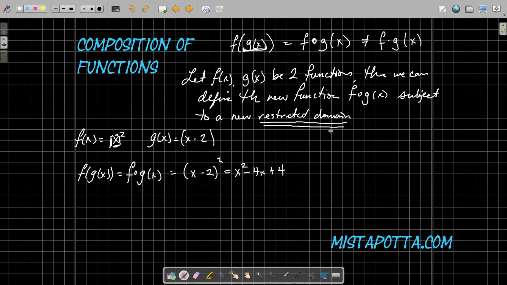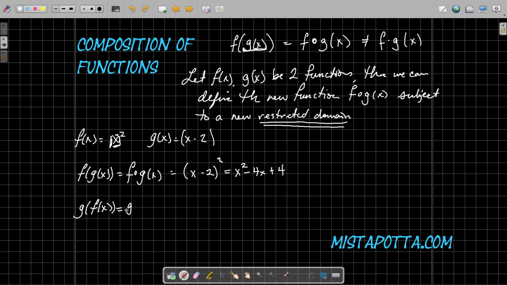And that issue with the domain will always include the restrictions for the first two functions, but it may include something else. And so it's just something that we need to keep in mind. So in this case, if I let f of x be x squared, g of x being x minus 2, I can evaluate f of g of x to be this expression.